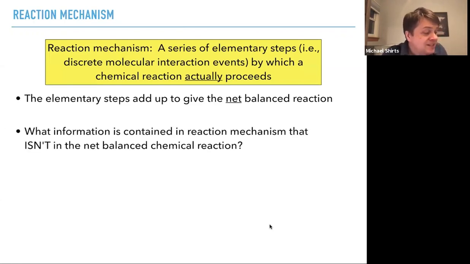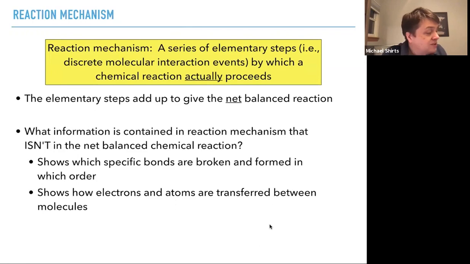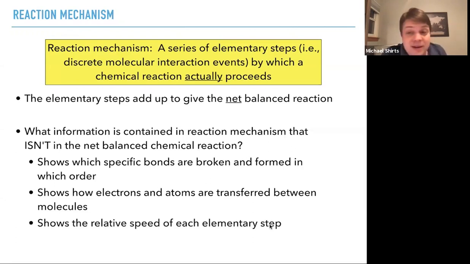So what information is contained in the reaction mechanism that isn't in the net balanced chemical equation? Which specific bonds are broken and formed, in which order? If we start with some molecules and end with different molecules, we have to break some bonds and form some more bonds, and they don't all just magically happen at once. They usually happen in some concerted order. It shows how electrons and atoms are transferred between molecules. Where the electrons end up might not have jumped from one place to the next place directly. They might have gone through some more circuitous route, but with an easier route for the electrons to travel. And it shows the relative speed of each elementary step.